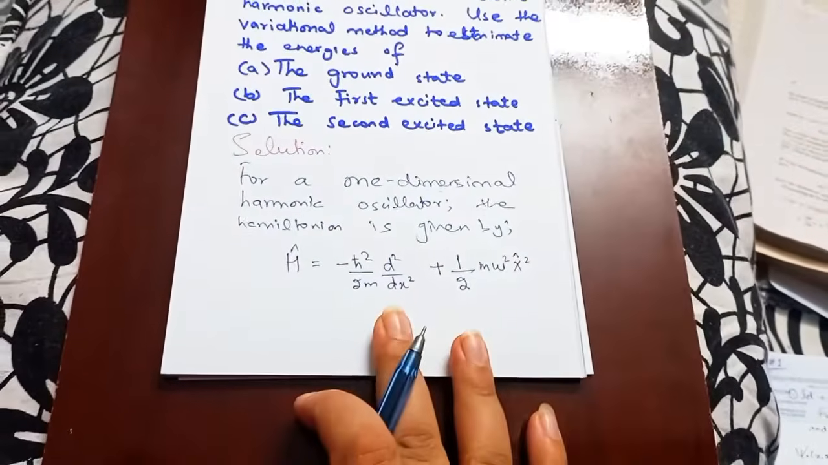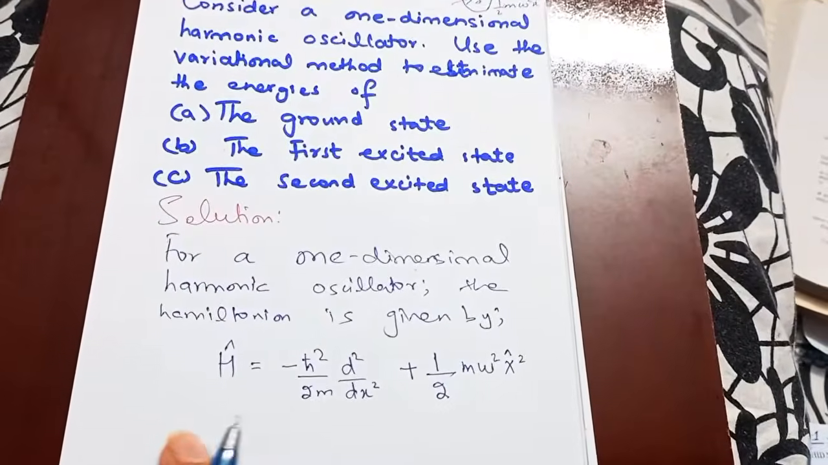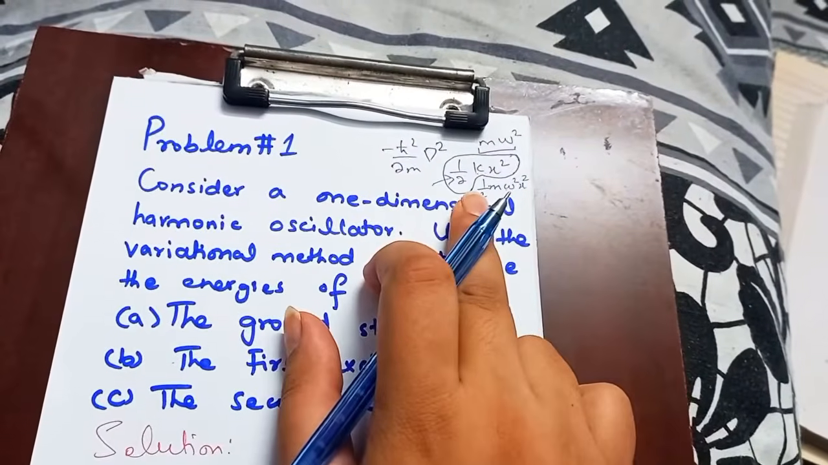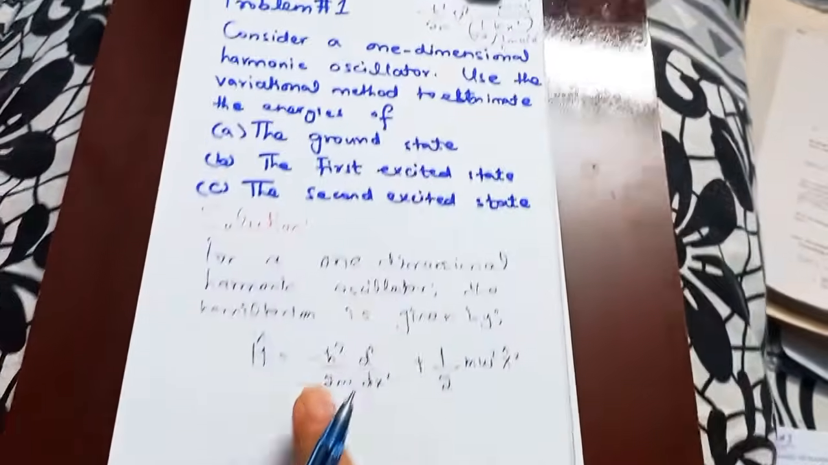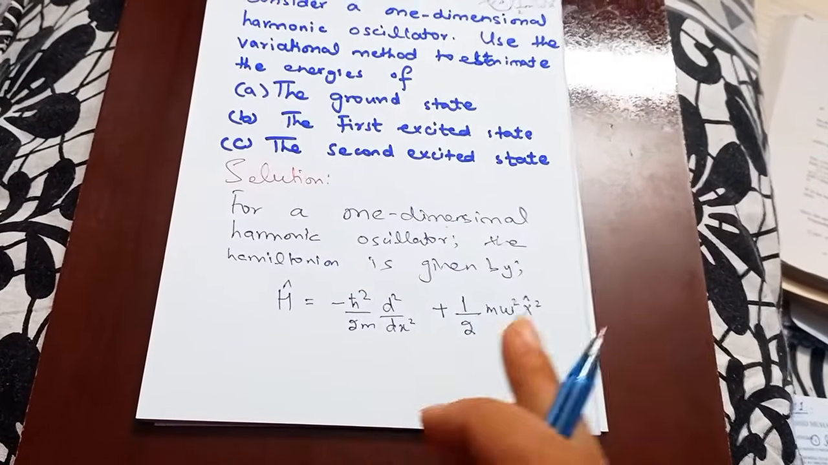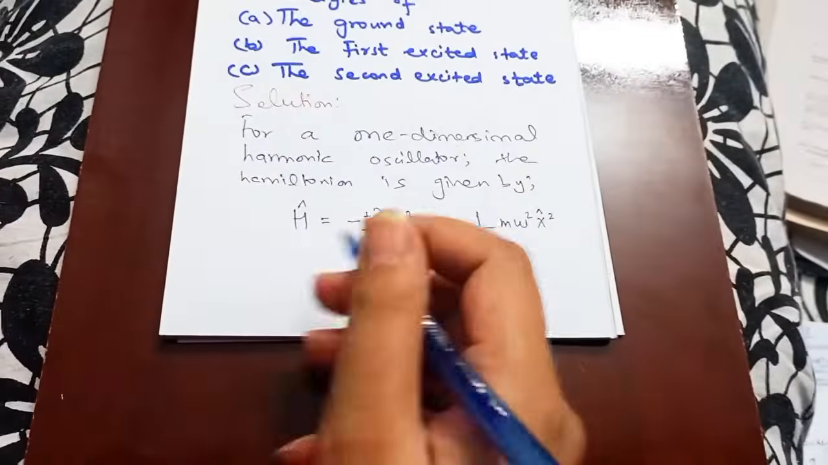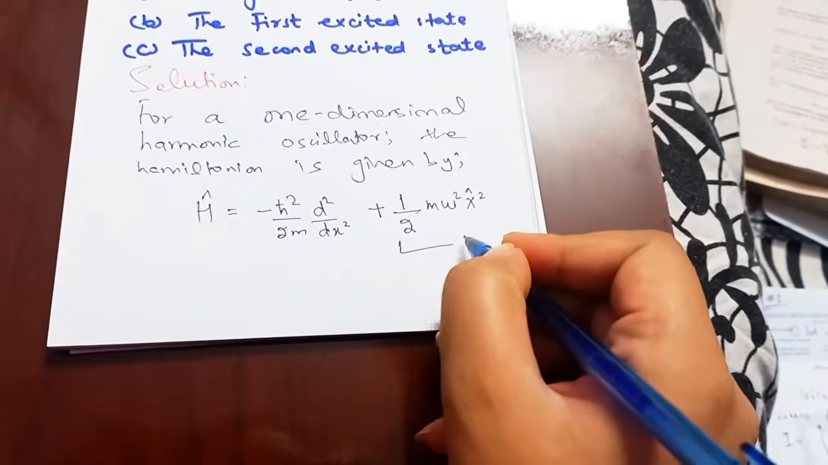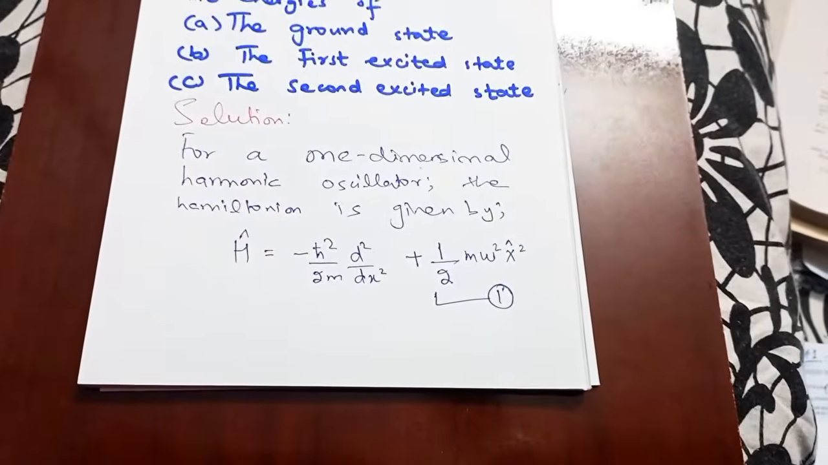I have also mentioned the alternative forms that are really familiar to us, so you can relate to what we are writing here on the basis of the familiar terms. So this is the Hamiltonian. Let us call it equation 1.